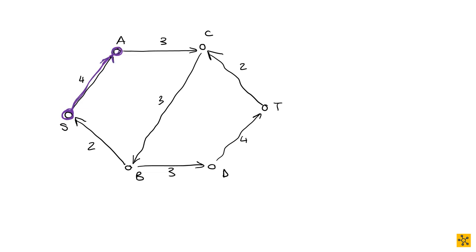Then we say, okay, we're at A. Where can we go from now? Well, we can only go to C. So we have the C situation, and it's going to there. And again, at C, there is only one direction that we can follow.